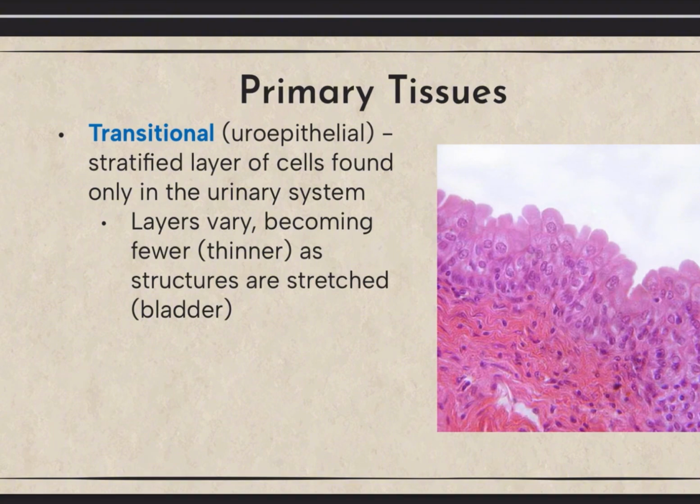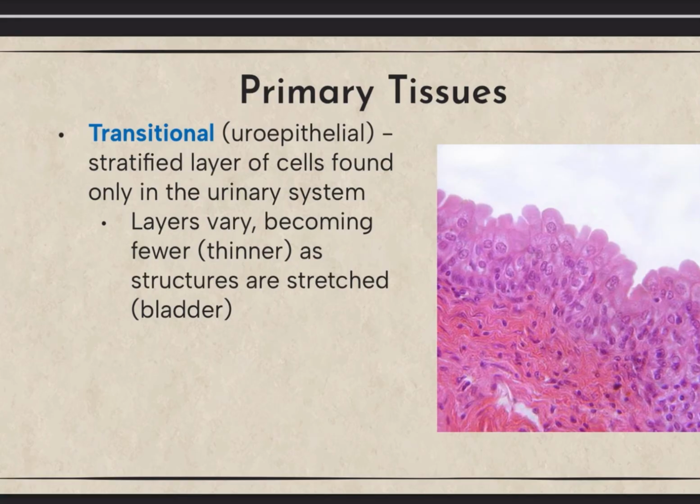Primary tissues are transitional, and this has a stratified layer of cells, and it's found only in the urinary system, and the layers vary because they can become thinner as they're stretched, or they are thicker when they're not stretched. So this is like when you hold on or you go too long without using the restroom, your bladder is going to stretch and thin out.